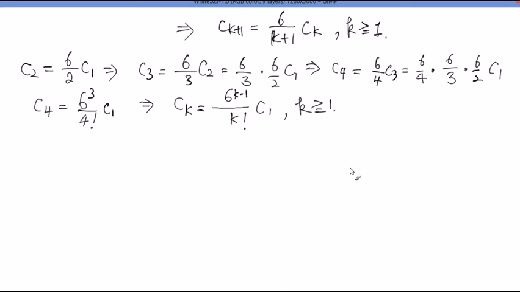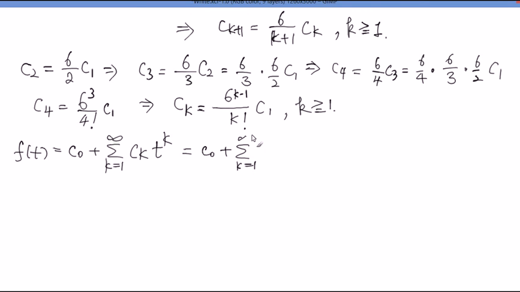All right, then you plug back in to recognize what kind of thing this one is. So f of t is, because this one holds only for k greater than or equal to 1, so I'm going to set aside c0 out there, the sum for k starting from 1 to infinity of ck t to the k. That's what we're calculating, right? Here's a c0, k going from 1 to infinity. So what is ck? This formula holds all the time for k greater than or equal to 1. So we can replace it, right? So here is 6 to the k minus 1 over k factorial, t to the k.